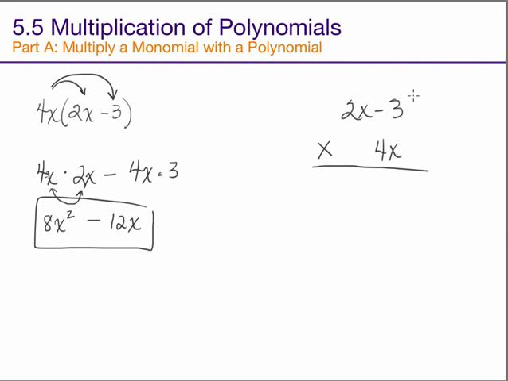Multiplying polynomials this way, I have 4x times negative 3. Let me first change this to plus a negative to make that a little easier to see. 4x times negative 3 is negative 12x. And then 4x times 2x is 8x squared. And I get the same answer either way.